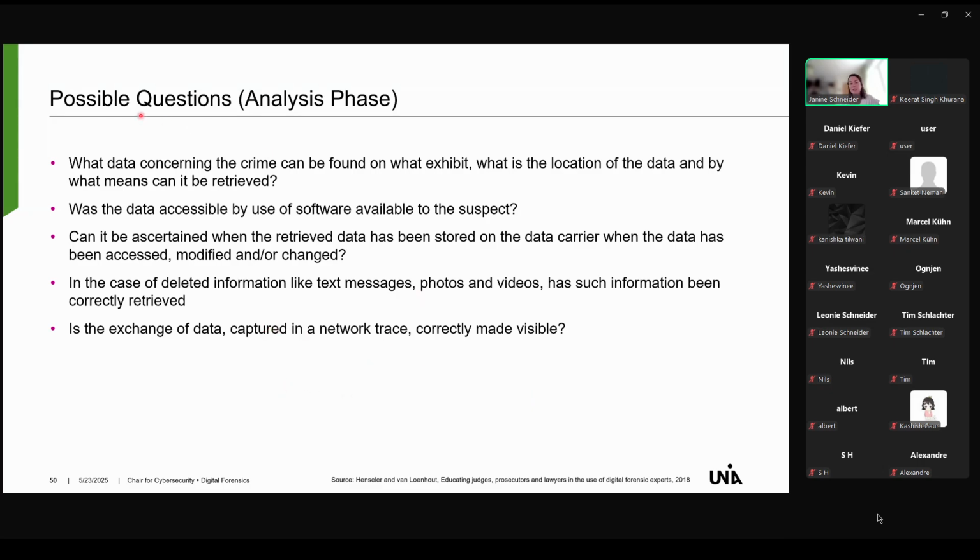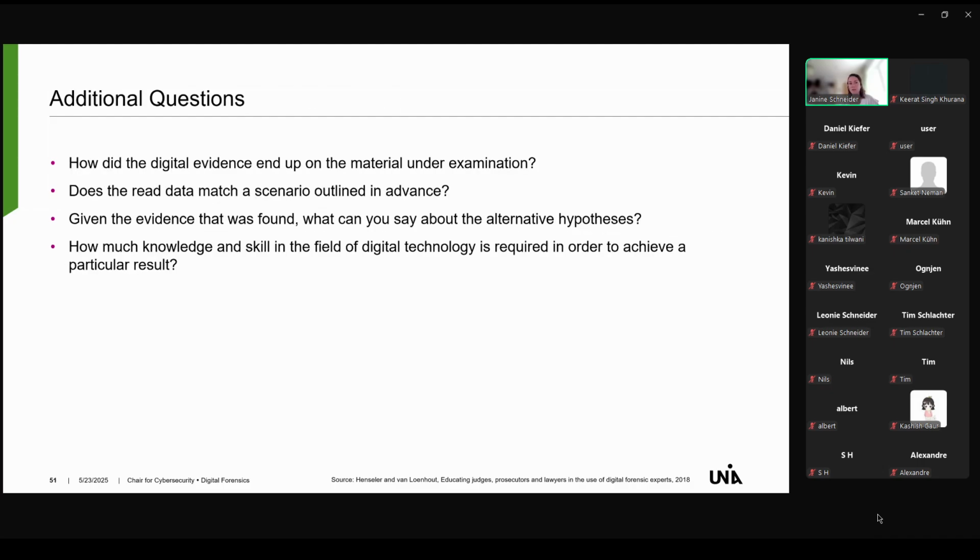So these are just a couple of example questions so that you know what questions might get asked, what questions are interesting for the audience before court. Or you might get asked, how did the digital evidence end up on the material under examination? Does the read data match a scenario outlined in advance? Given the evidence that was found, what can you say about alternative hypothesis?